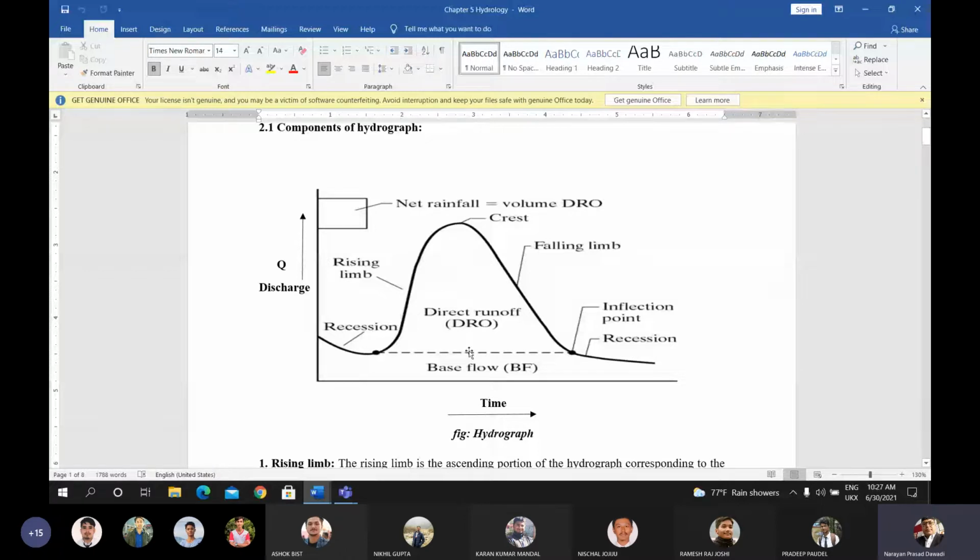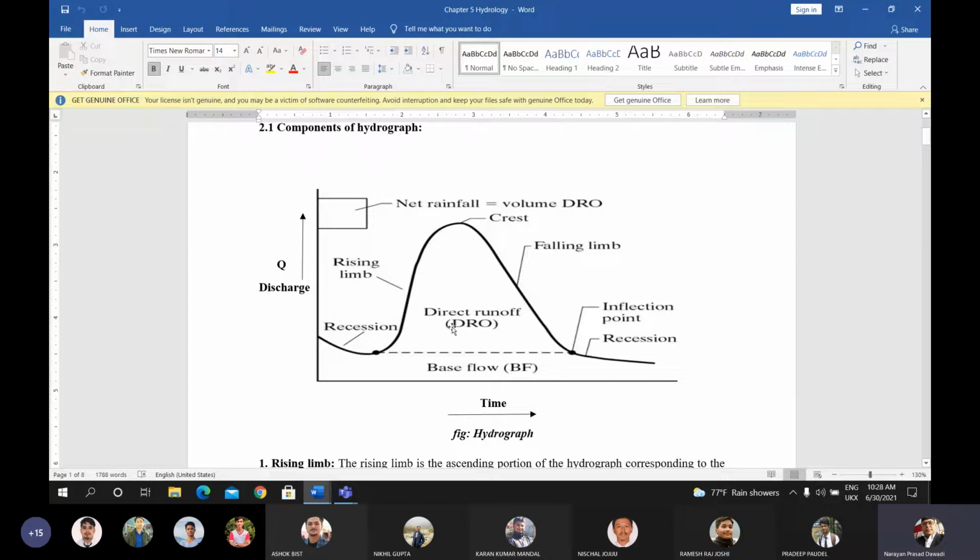If this base flow is not separated, then the figure of this curve will be greater, and that will be the flood hydrograph. If from the flood hydrograph you deduct the ordinate of the base flow contribution, then the hydrograph will be of this bell shape. This is called the direct runoff hydrograph. Direct runoff hydrograph is the discharge of flow that is the product of the surface runoff only, not subsurface runoff.